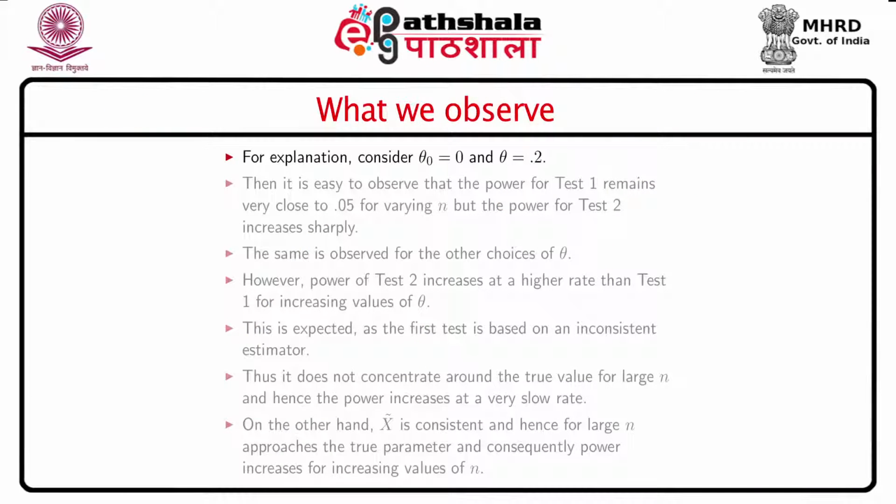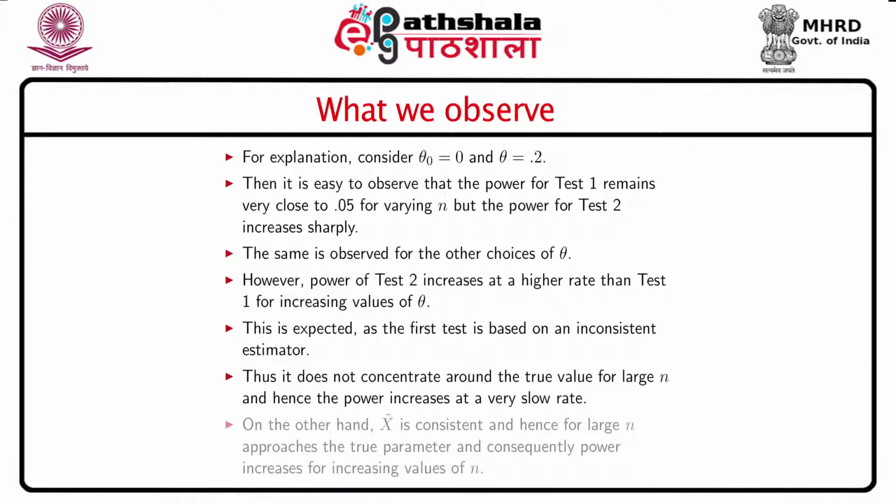So, for an explanation of the relative merits or demerits, we consider theta naught equal to 0 and theta as 0.2. Then, it is easy to observe that the power for test 1 remains very close to 0.05 for varying n, but the power for test 2 increases sharply as n increases. The same is observed for the other choices of theta. However, power of test 2 increases at a higher rate than test 1 for increasing values of theta. This is expected as the first test is based on an inconsistent estimator.